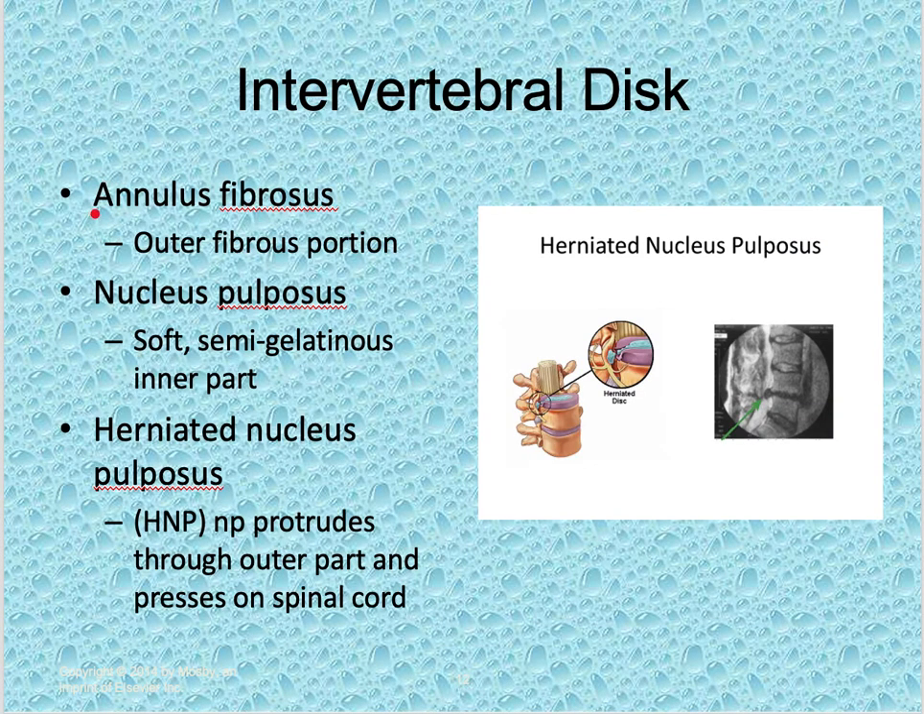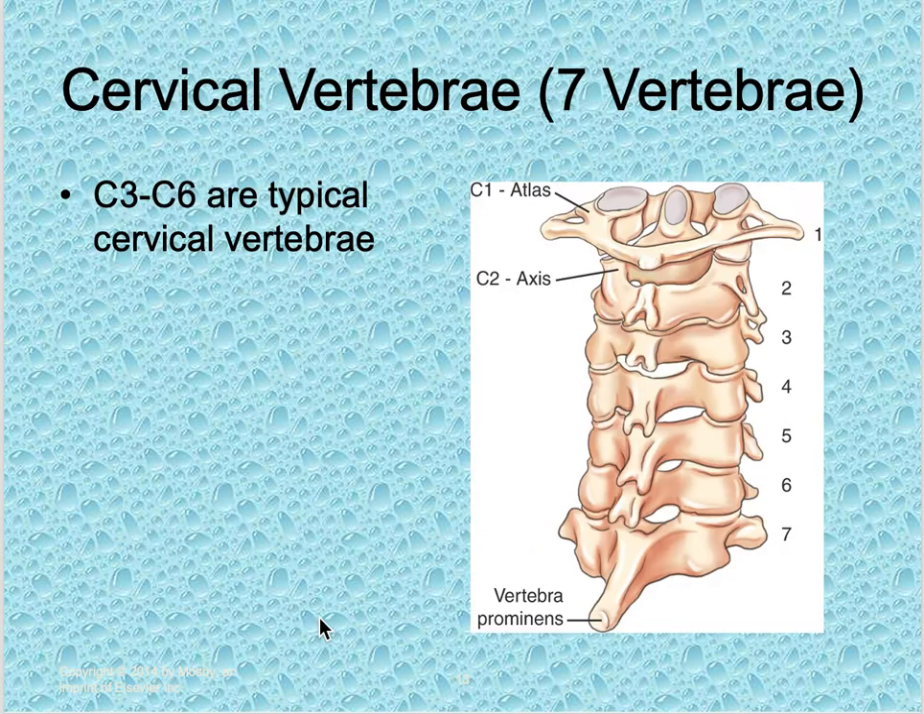So when you have this annulus fibrosus, which is the outer portion, and the nucleus pulposus, that soft, semi-gelatinous inner part, and anything goes wrong, you have compression, so much compression that it causes the nucleus pulposus to protrude through that annulus fibrosus, you get what's called a herniated nucleus pulposus, an HNP. So the nucleus pulposus protrudes through that annulus fibrosus, and if it's headed towards the spinal cord, it will impinge on the spinal cord and can cause issues as it presses on there, okay?